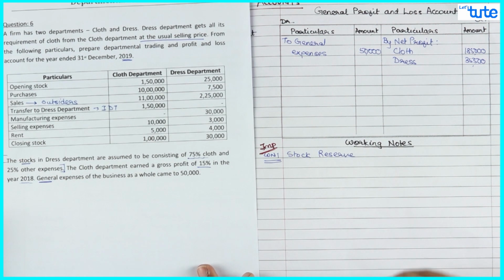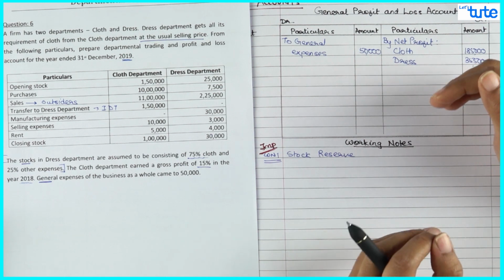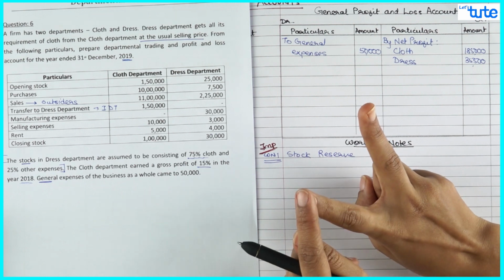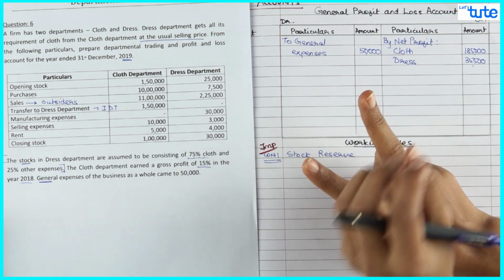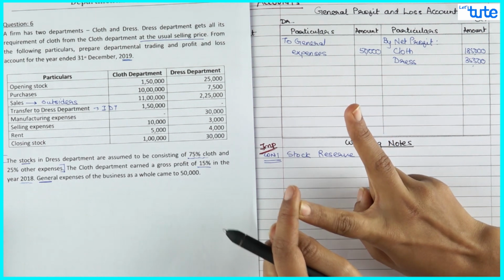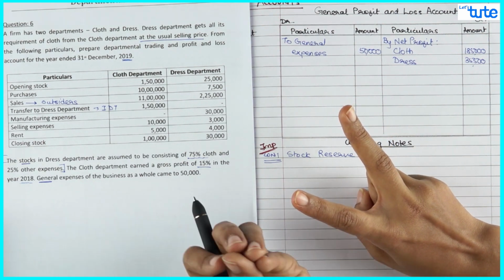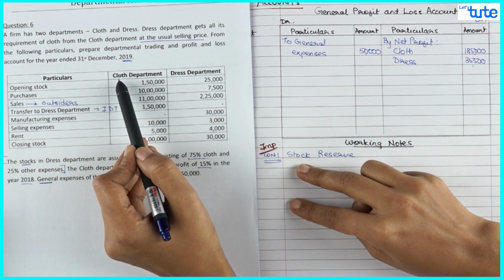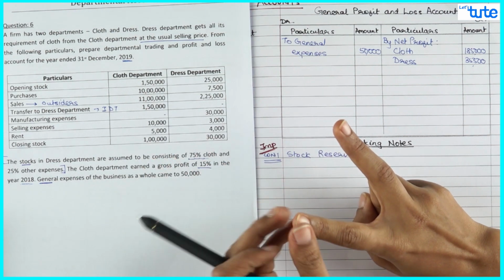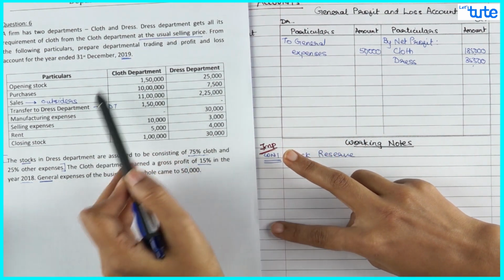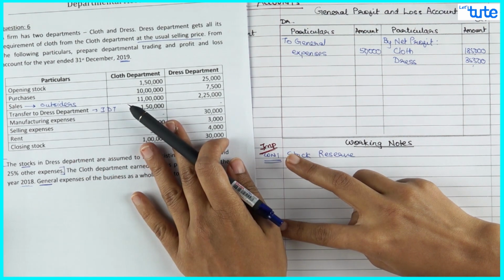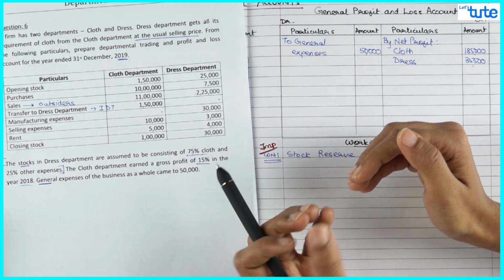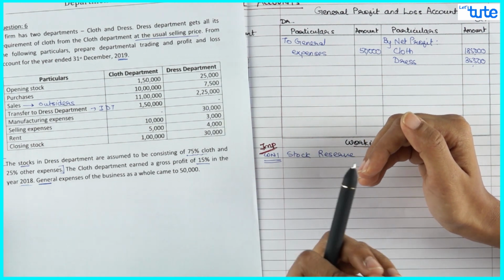Stock reserve. Now, as we have discussed in previous questions also, for stock reserve you always need 2 elements. First, if the goods are transferred at profit, you need the profit margin of the transferring department, at what price the goods are transferred by one department to other department. So over here, when the goods are transferred by cloth department to dress department, we first need what profit the cloth department charged while transferring the goods.